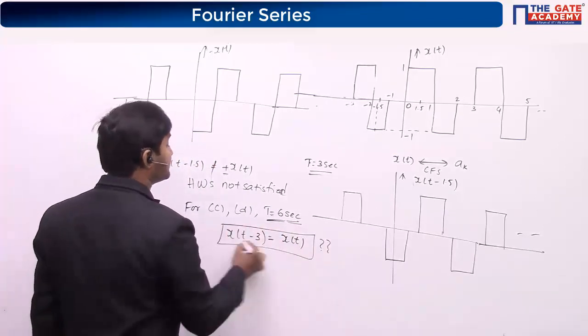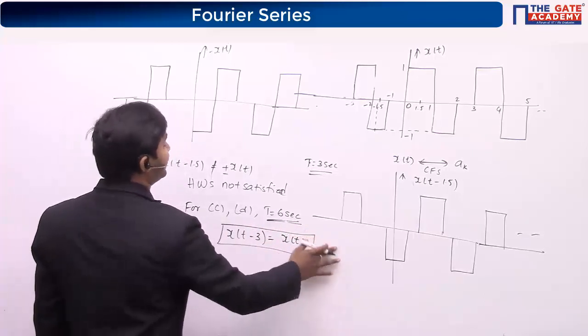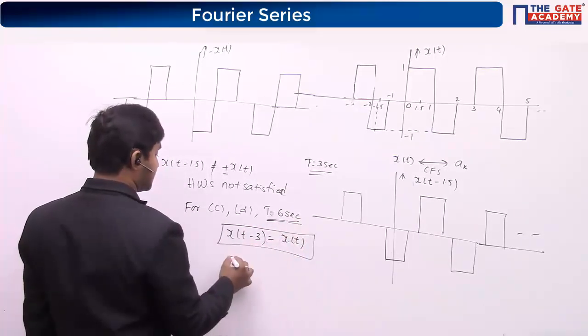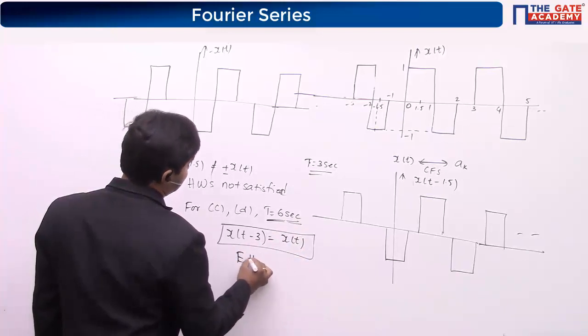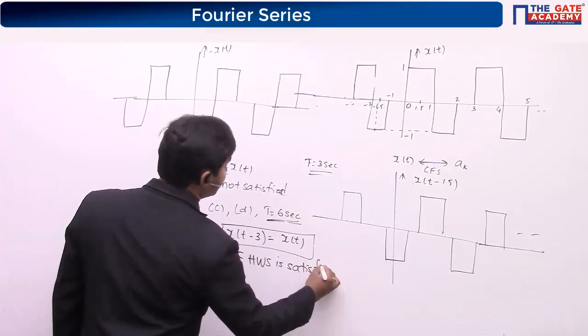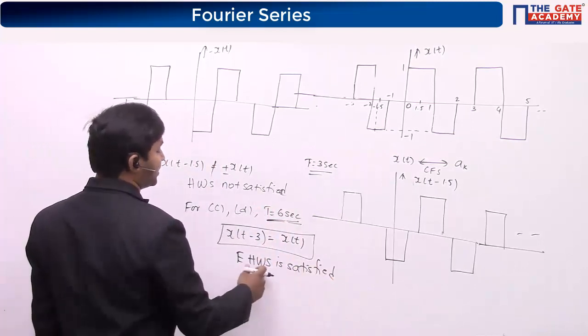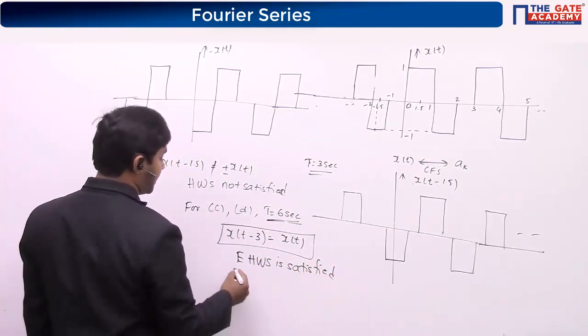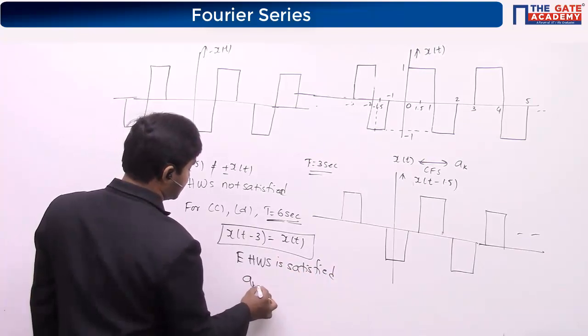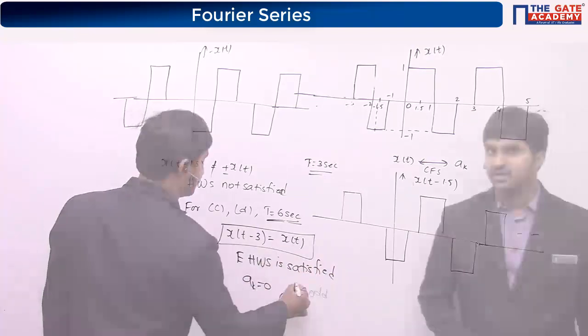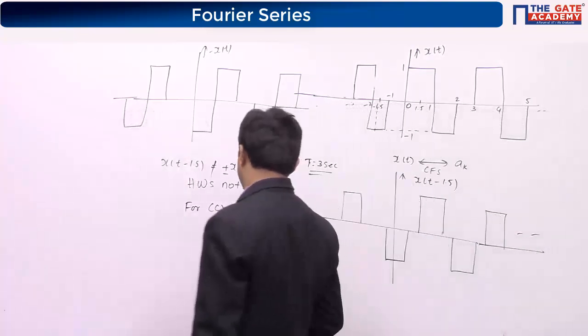So definitely this will be satisfied. If this is satisfied, I can say the even half-wave symmetry is satisfied, because you have shifted by half its time period and it is equal to the same signal. Whenever even half-wave symmetry is satisfied, I can say that AK is equal to 0. The odd harmonics will be 0. So I can say the answer is going to be option D.